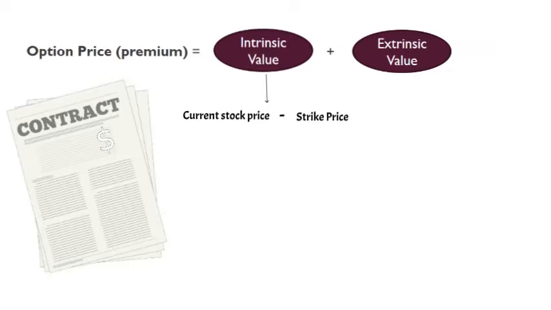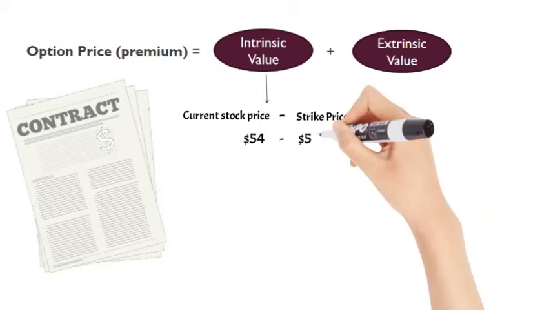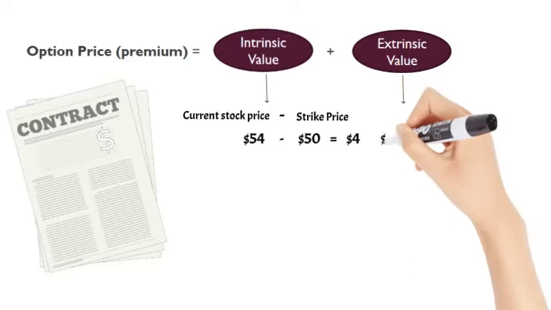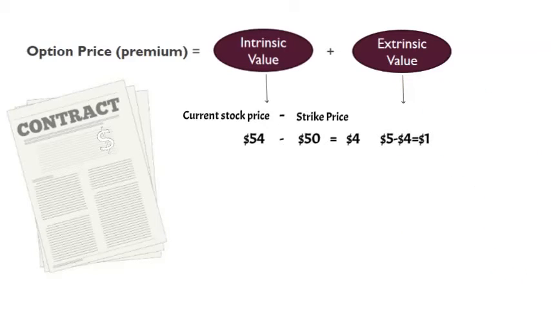Because the stock price is now $4 more than the option strike price, $4 of the $5 premium is comprised of intrinsic value. The other dollar of the $5 premium is comprised of extrinsic value. Extrinsic value is also called time value. It is directly related to how much time an option has until it expires. The more time left until the expiration date, the more extrinsic value.